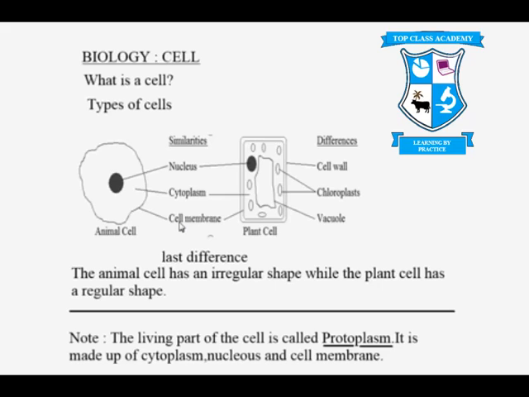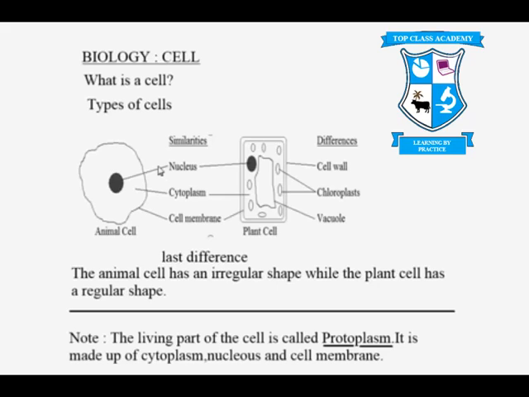The boundary for the animal cell is known as the cell membrane. This side also has the cell membrane, but it's not the boundary for the plant cell. For the plant cell, the boundary is the cell wall. We also have what we call the chloroplast. We also have what we call the vacuole. What are the functions of these parts of the cell?